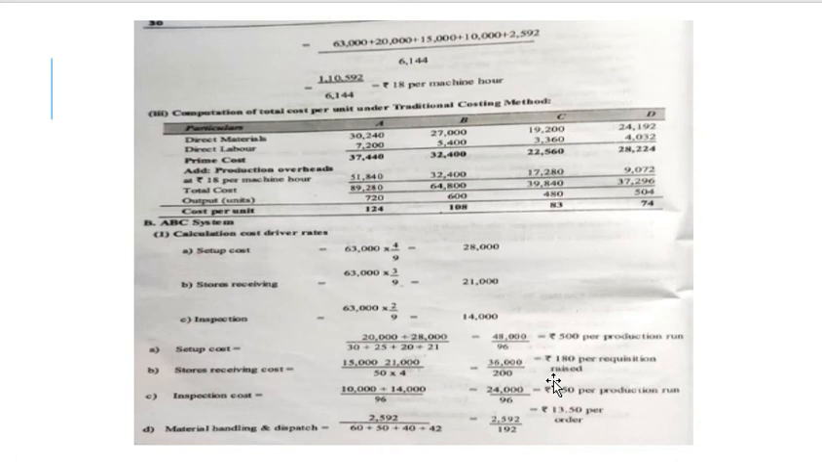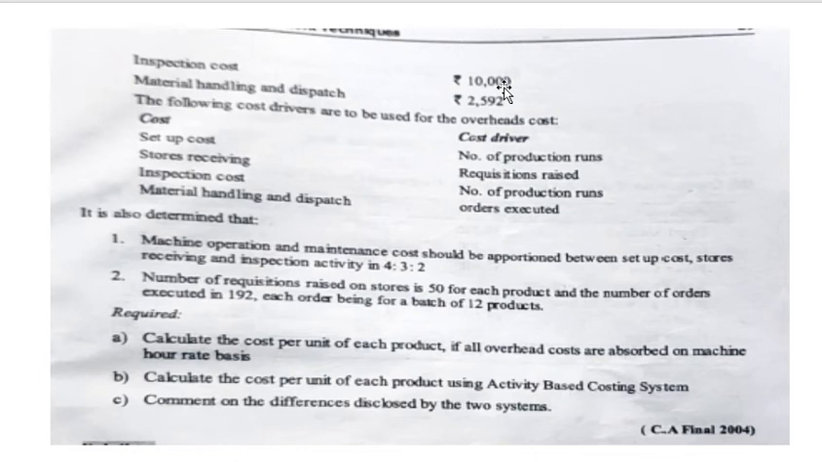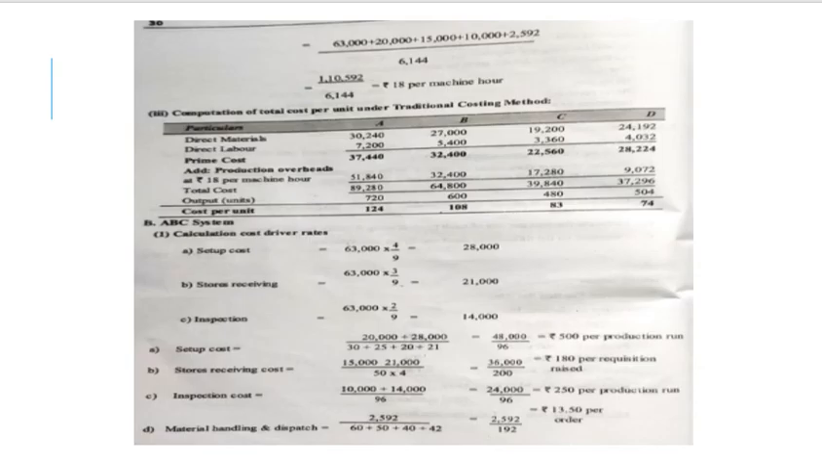So next is your inspection cost. As per the question, your inspection cost is 10,000. Then as per the calculation from the machine operating cost, we are distributing the balance, that is 14,000. So 10,000 plus 14,000 will give you 24,000.